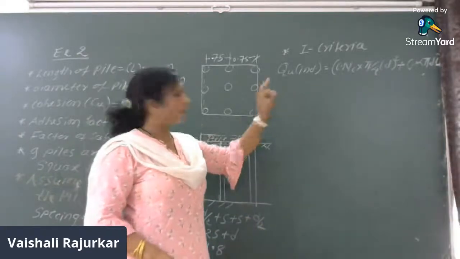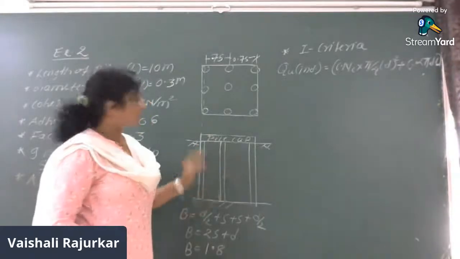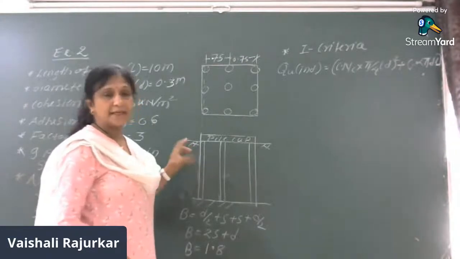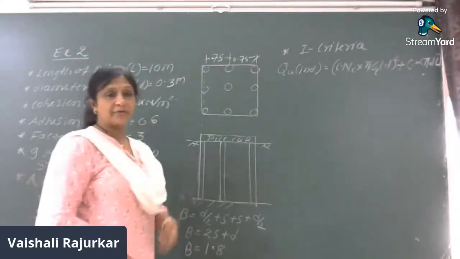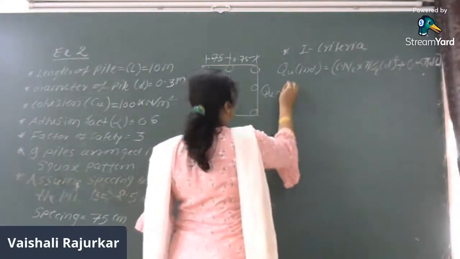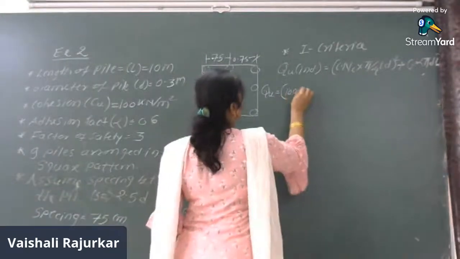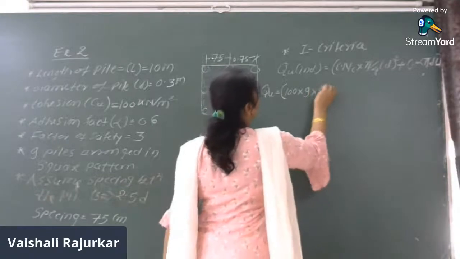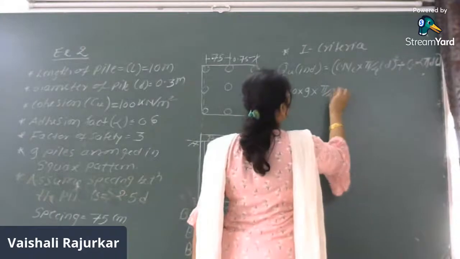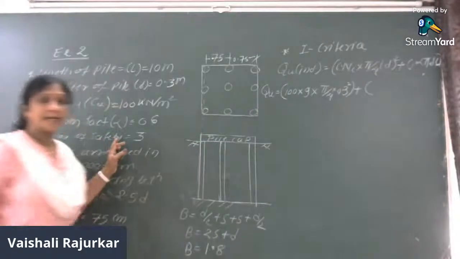C Nc into pi by 4 d square, that is the area at the tip of the pile. Alpha is the adhesion factor. C is the cohesion which is available over here, and pi d L is the perimeter over the shaft length. So here it is calculated as 100 into 9 into pi by 4 into 0.3 square plus C is again the same.